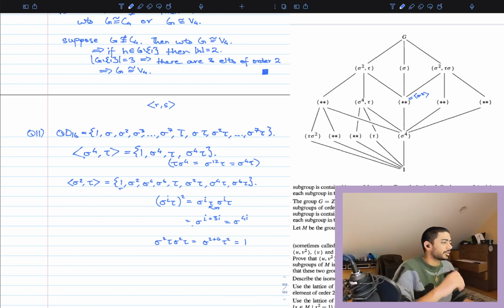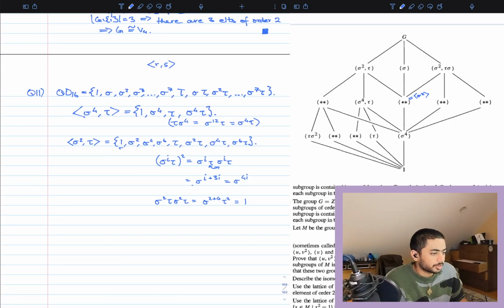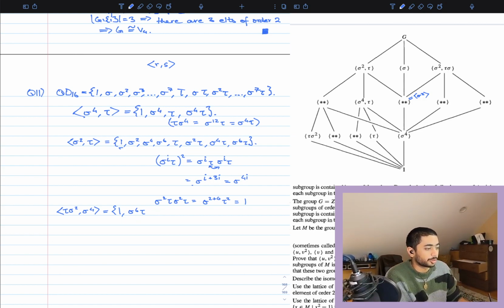So let's figure out. Let's look at the group generated by tau sigma squared and sigma to the 4. So this should live inside here. And it's got 1. It's got tau sigma squared, which I would prefer really to write as sigma 6 tau, in keeping with my prior notation. And sigma to the 4. But first off, this is already order 2. So it's not really doing a whole lot there. Then there's sigma to the 4, which is also order 2.